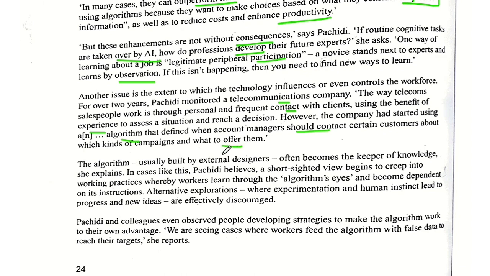The algorithm, usually built by external designers, often becomes the keeper of knowledge, she explains. In cases like this, Stella believes a short-sighted view begins to creep into the working practices, whereby workers learn through the algorithm's eyes and become dependent on its instructions. Alternative explorations where experimentation and human instinct lead to progress and new ideas are effectively discouraged. Stella and colleagues even observed people developing strategies to make the algorithms work to their own advantage. We are seeing cases of people feeding the algorithm with false data to reach their targets, she reports.